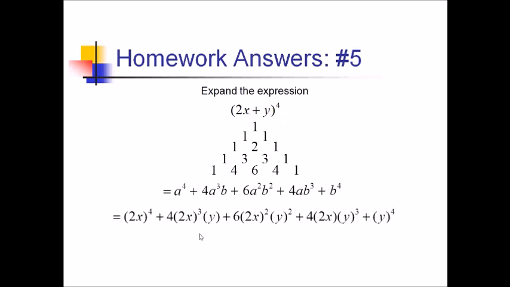So let's go through term by term and simplify. The first term, this is going to be 16x to the 4th. We have to raise each separately to the 4th. And then over here, this is going to really be 8x cubed times a 4 and a y. So that's 32x cubed y. Next, 2x squared is really 4x squared times 6 is 24x squared with a y squared after it. Next, we've got 8x y cubed. And finally, this is just y to the 4th.